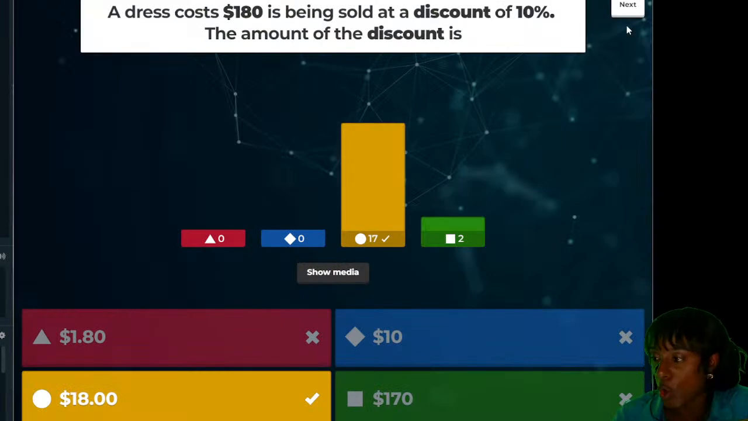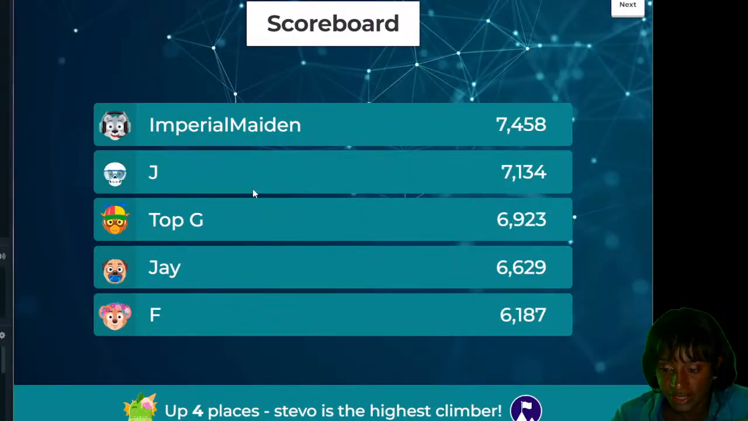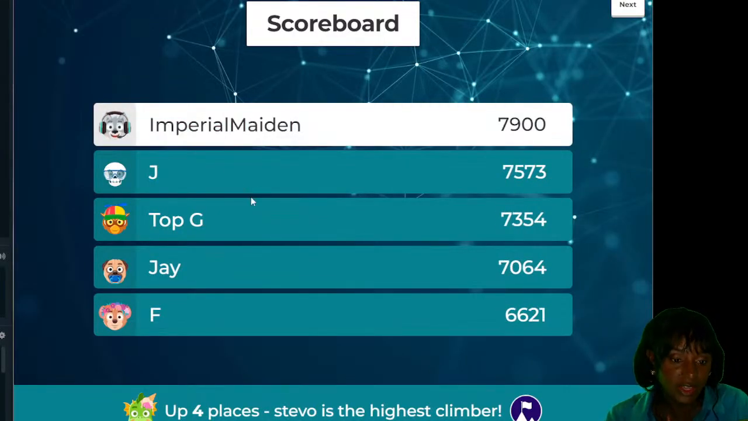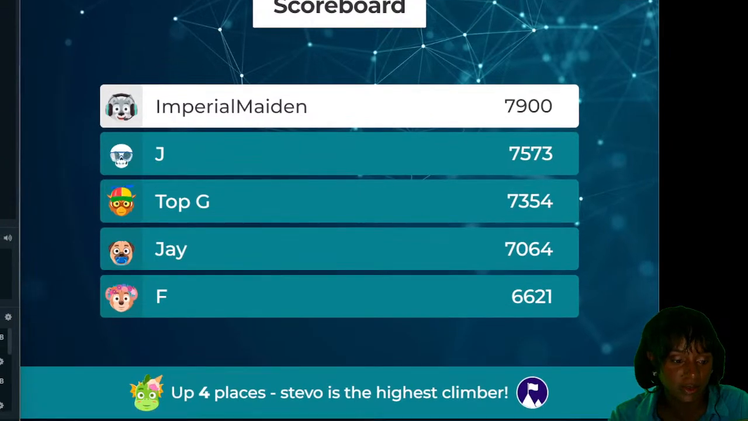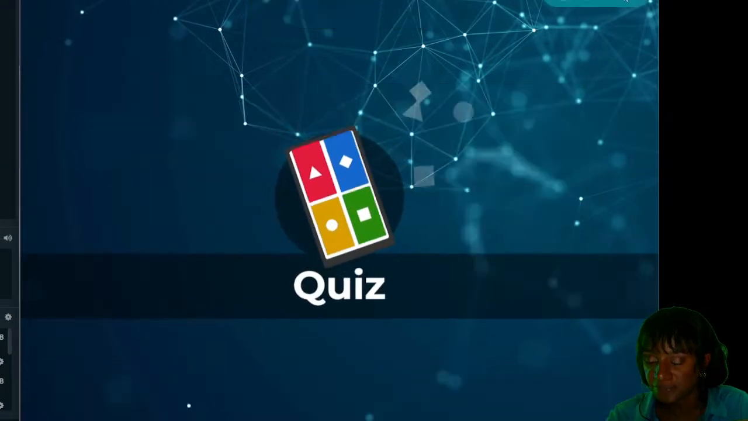The game is almost over, but I see Imperial is maintaining their top position, and J and F and the other Stevo is getting up here. I can see Stevo down here is gearing up.